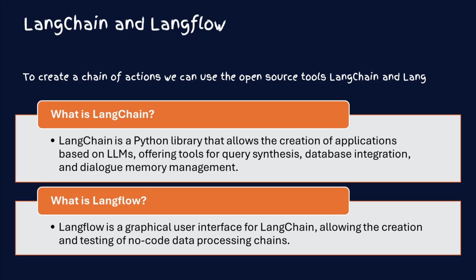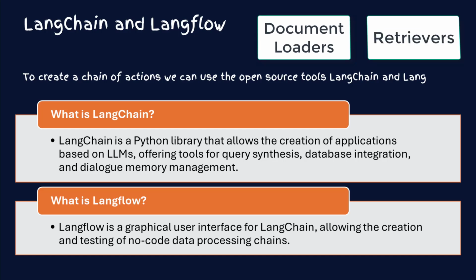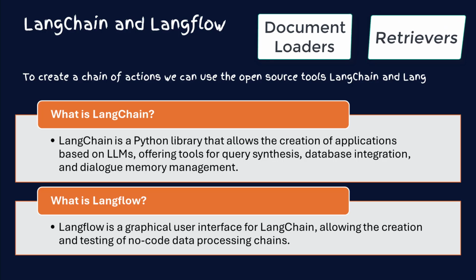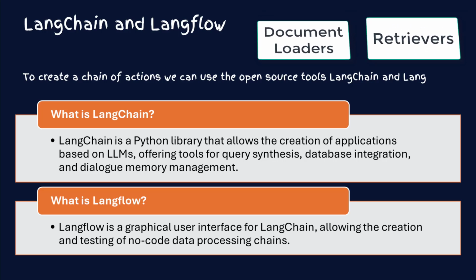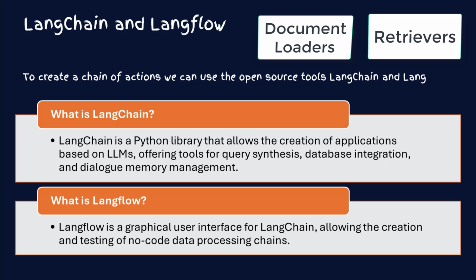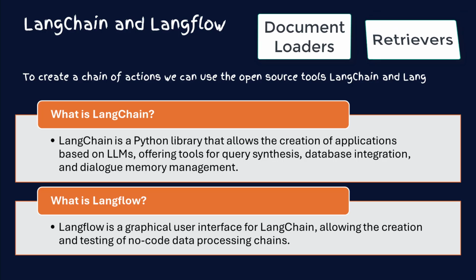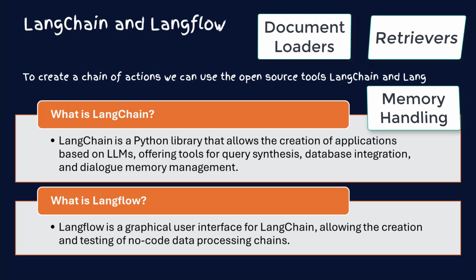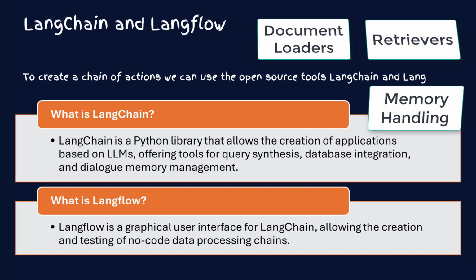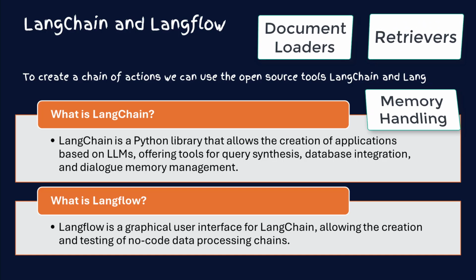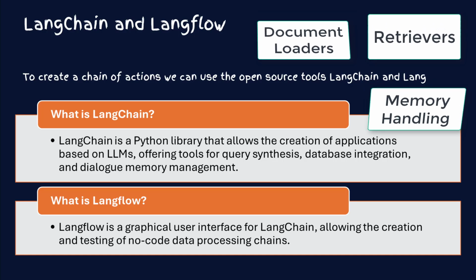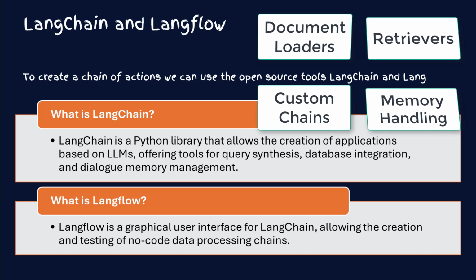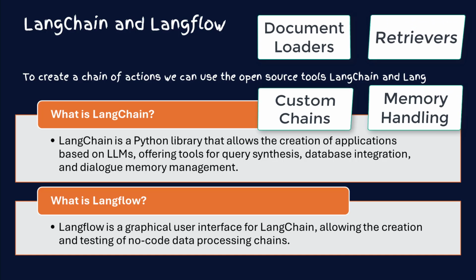So, some key features of LangChain are document loaders, because they help ingest text from PDFs, web pages, or databases. Retrievers, which integrate with vector databases like AstraDB. Memory handling, because it stores past interactions for context-aware conversations. And custom chains, which allow us to define how data flows between retrieval and generation.